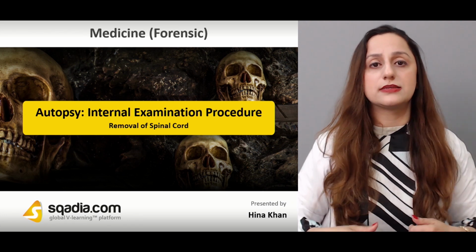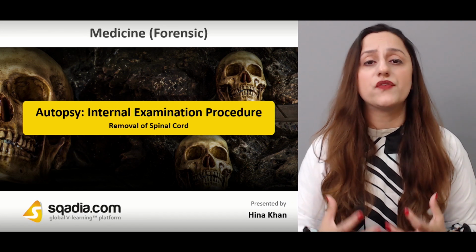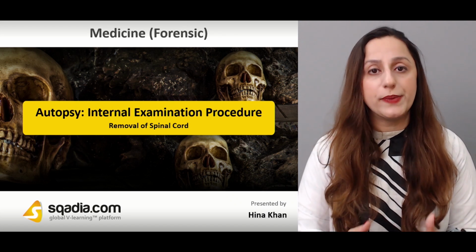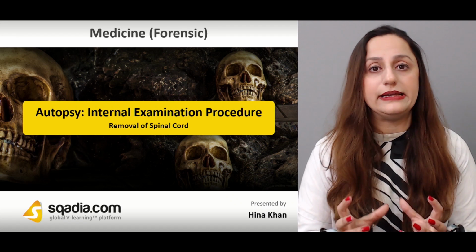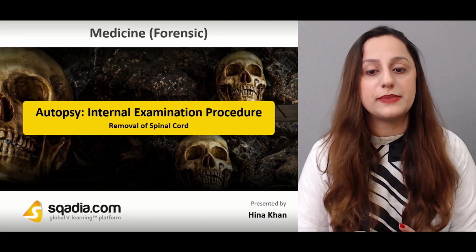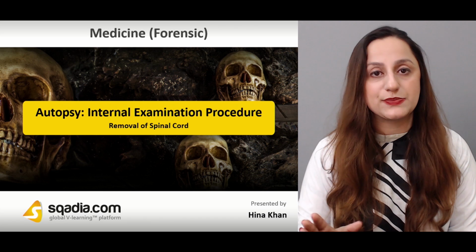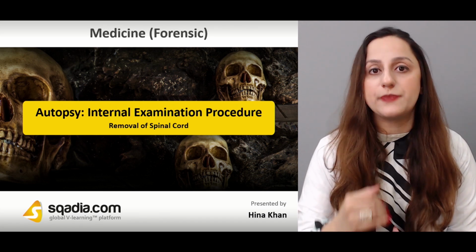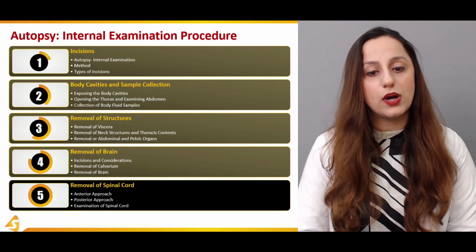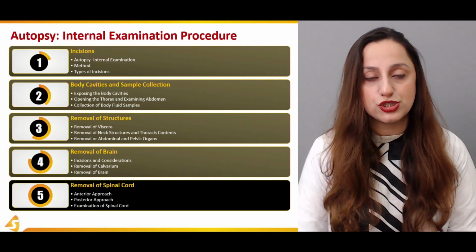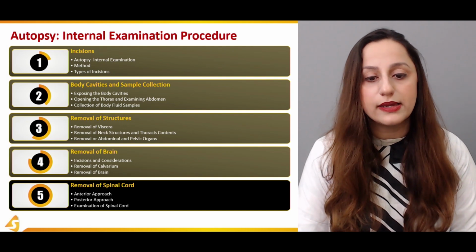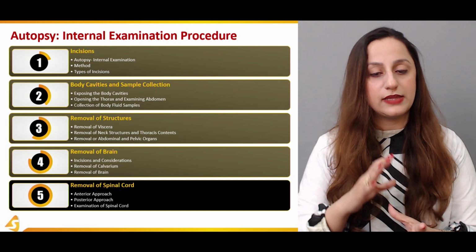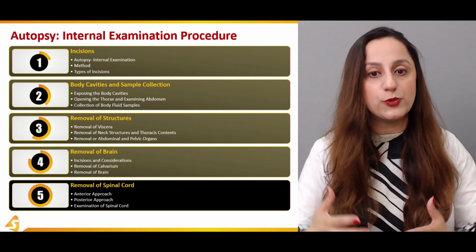Whenever there are chances of any damage to the spinal cord, we can approach it, open it, and study it in detail. In this section, we'll be dealing with all of these transportational injuries and the methods of removal of the spinal cord. There is an anterior approach, and then there is a posterior approach to reach the spinal cord through the vertebral column.